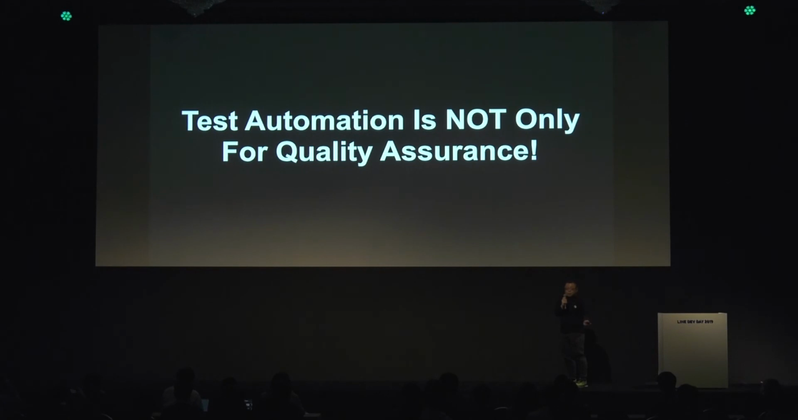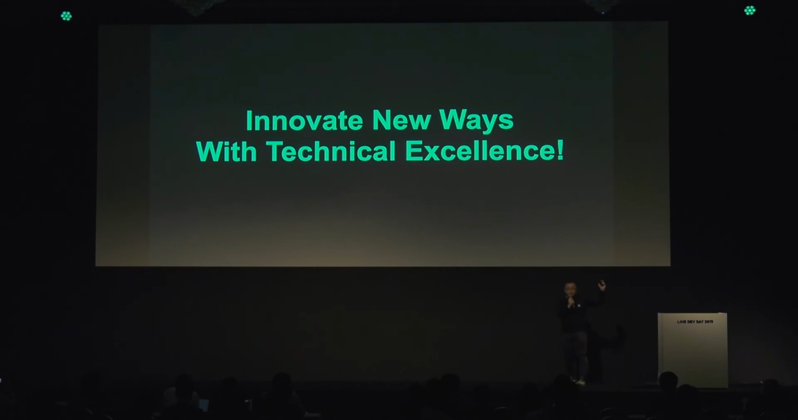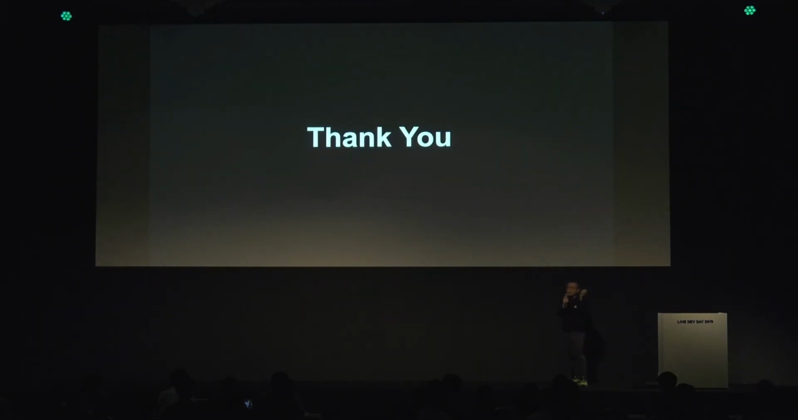The SET team is doing test automation not only for quality assurance. We believe that this is software engineering test. That's the name of the team. But we are doing innovation and fundamental improvement of development with technical excellence and agile methodology. So we want to do more innovation so that LINE and LINE users can benefit from innovation and we can make you happier. That's all from me.